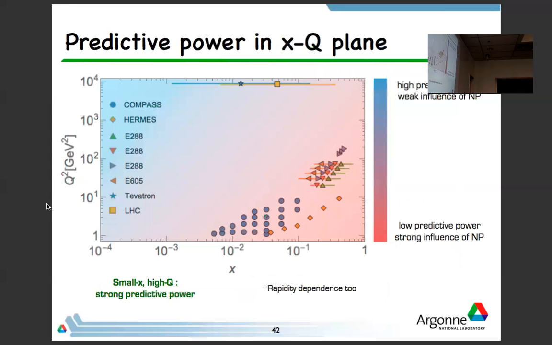So if we want to summarize what I told you, if you think again about the x and Q squared plane, we have the strongest predictive power when we sit at high Q and very small x, whereas the relevance of the non-perturbative correction is stronger when you are at low Q and large x, namely the kinematic window where we try to fit TMDs. Not having predictive power is not necessarily a bad thing. If you want to fit TMDs, your data have to be sensitive to the details of them. So it's better to be at high x with respect to small x if you want to look at the details of the non-perturbative correction to TMDs.